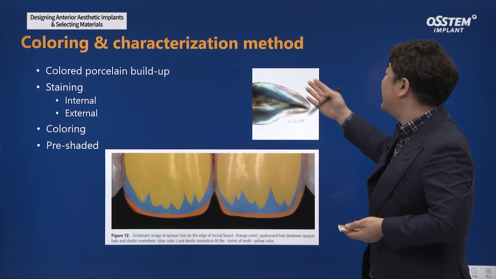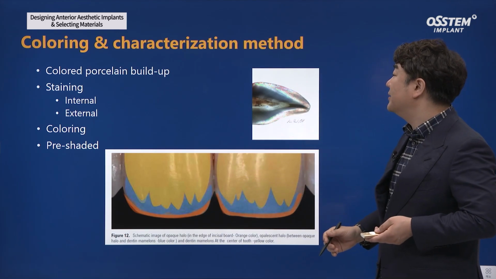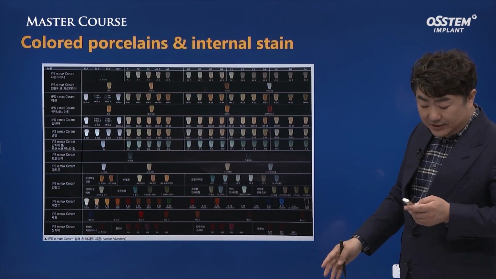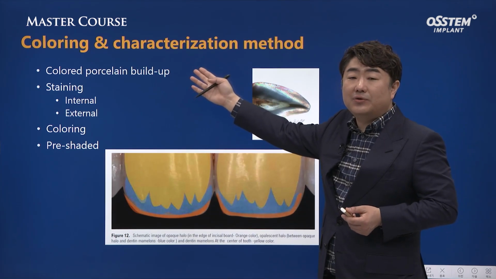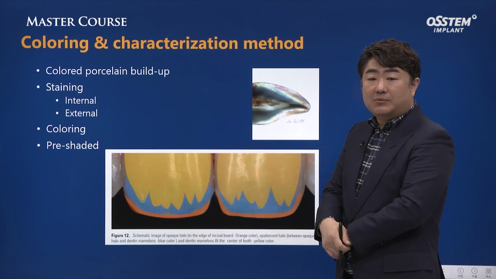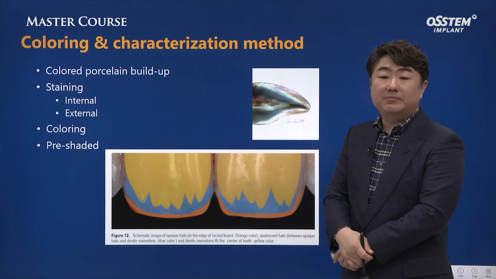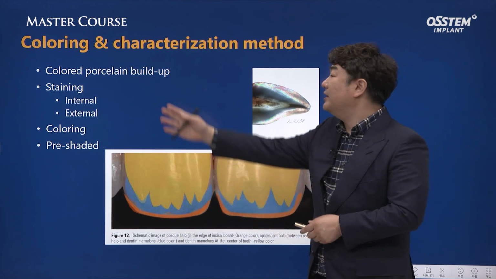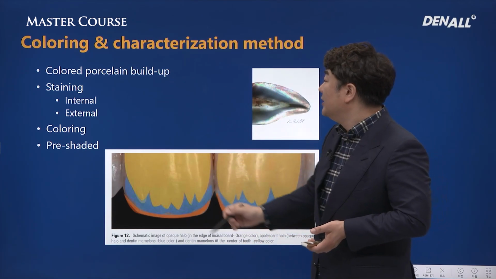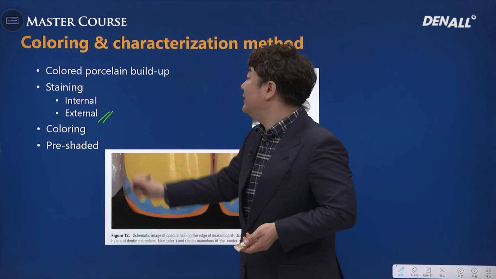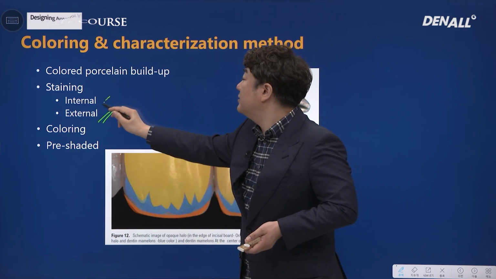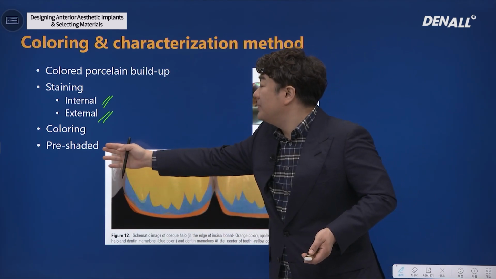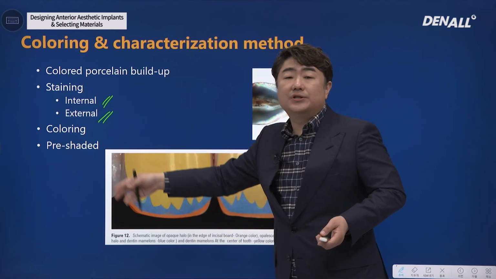To replicate the various optical properties emanating from the interior of natural teeth, colored porcelain buildup possessing diverse optical properties is thought to be most advantageous. However, it's highly technique sensitive and labor intensive, so there is growing dependency on coloring and staining. What we know as staining is external staining, and internal staining is done by applying powder during buildup. Now, there's an increasing trend in using pre-shaded zirconia blocks.